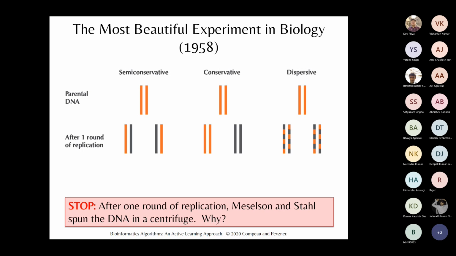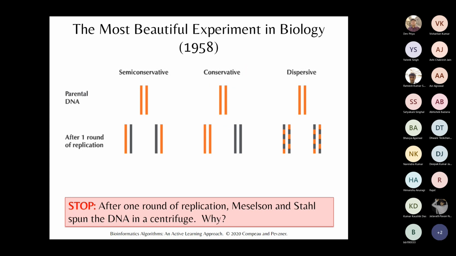Can you tell me why they would have done this? What does spinning in a centrifuge achieve? Differential separation on the basis of weight. Basis of weight, right?